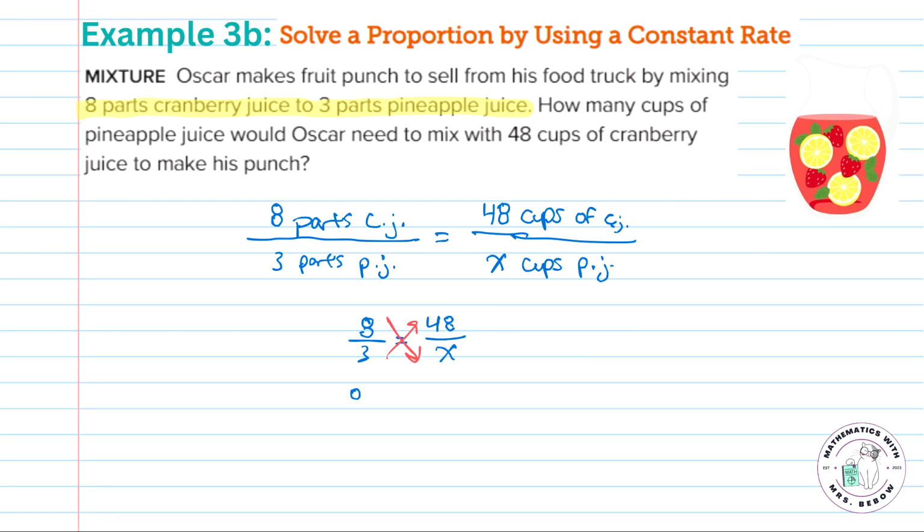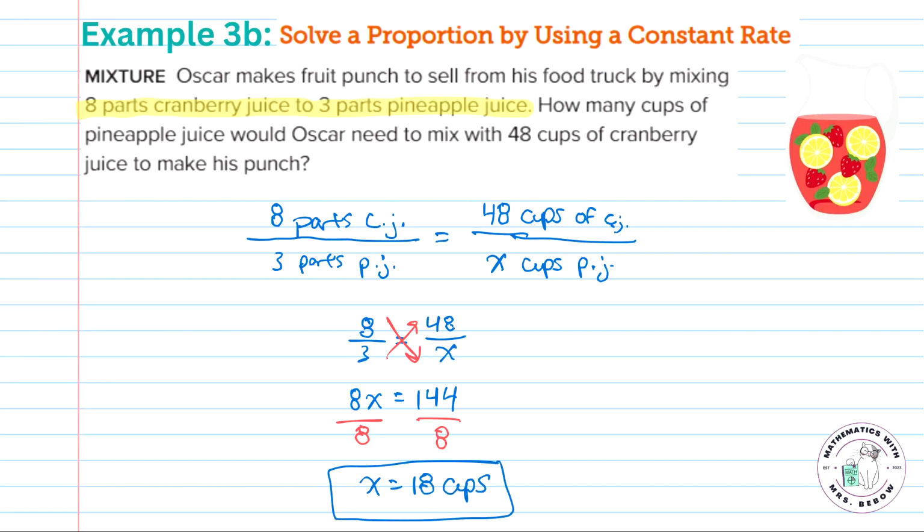So 8 times X is going to be 8X. We have 48 times 3, which is going to be 144. And then our last step is to go through and divide both sides by 8. And then that gets us our final answer of X equals 18. And then our label would be cups. And then that's it for that question.